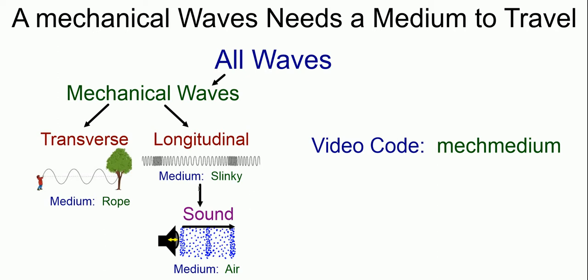A very important type of longitudinal wave is sound. The sound can go through many mediums, so here we see it going through air, and the medium's air, and without that air there'd be no wave, would there? So the moral of the story is all mechanical waves, including sound, require a medium. Here's your video code: MECH medium.